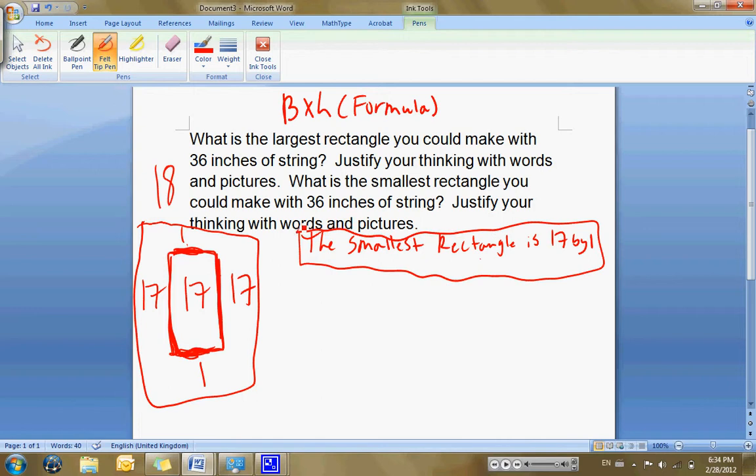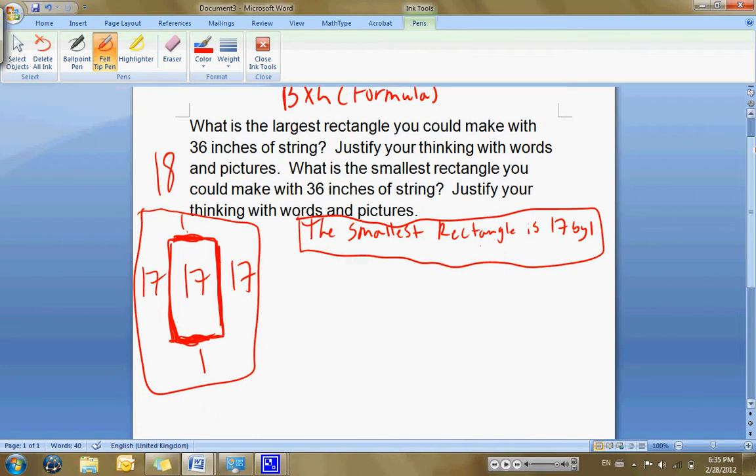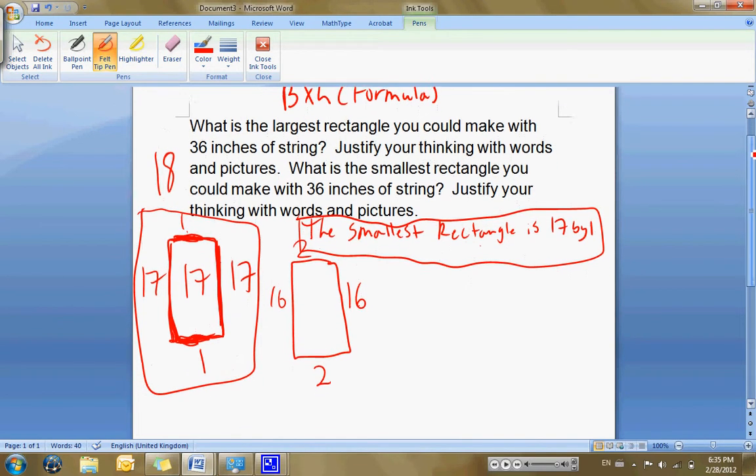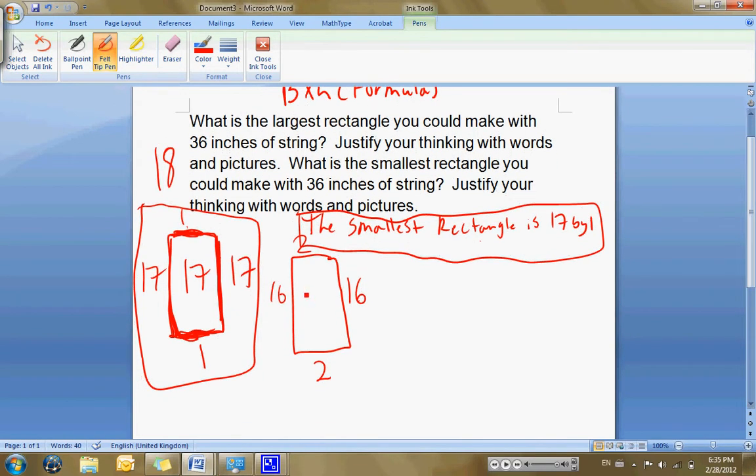So now the second part of the question is, what is the largest rectangle you can make with 36 inches of string? An easier way to do this is just to go step by step. Every time you increase the base, you have to decrease the height. So I can go 1 to 2, have to decrease, so it'll be 16. Now let's see if it's the biggest. We find the area using the formula, base times height. So 16 times 2 is 32.